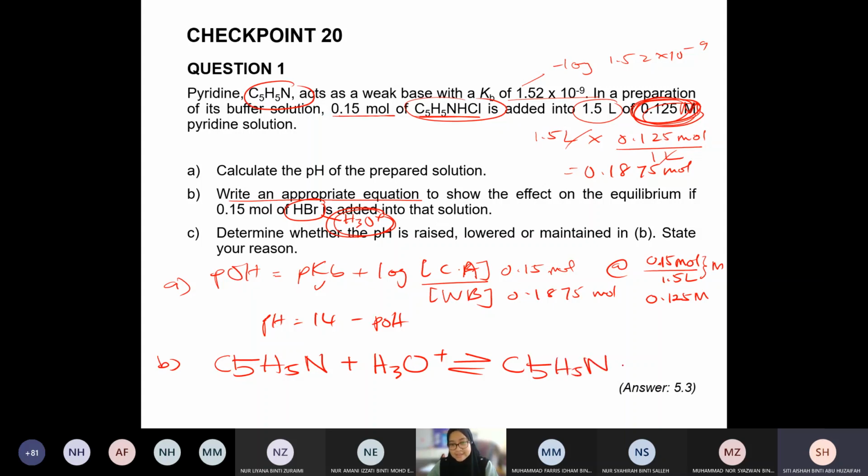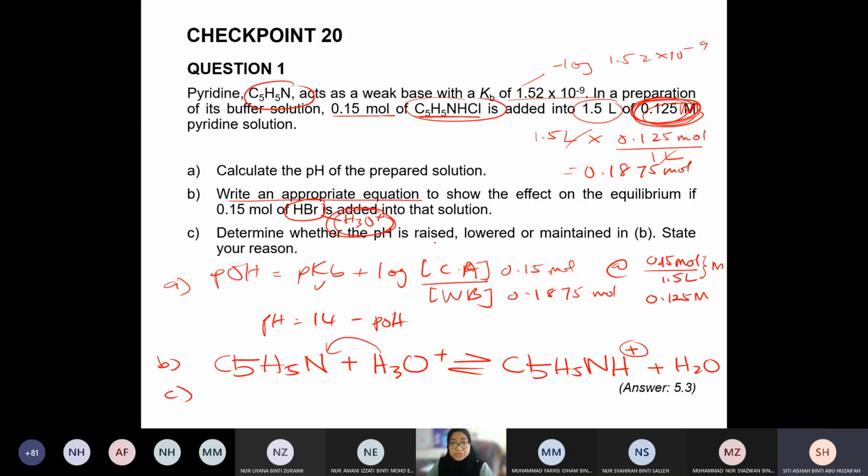H5N H. Okay, one of the H will be given to the pyridine. So dia akan jadi plus kat sini. Jangan lupa. Okay guys, ni common mistake student buat. Dia tahu tambah and then they forgot the charge. H2O. There you go for the equation. Okay, alright. Then how about C?